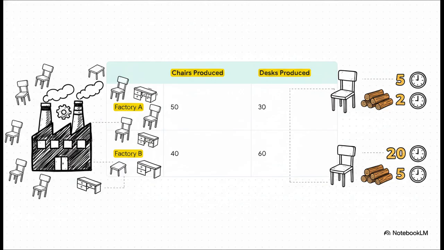Okay, let's simplify this massive problem with the data you see right here. On the left, we've got our production plan. Factory A is set to make 50 chairs and 30 desks. Factory B has a different target, 40 chairs and 60 desks. Now look at the table on the right. This is our resource recipe for each product. Every chair needs 5 units of wood and 2 hours of labor. And every desk, which is a bit more complex, needs 20 units of wood and 5 hours of labor. So we have these two distinct sets of data that we somehow need to combine.